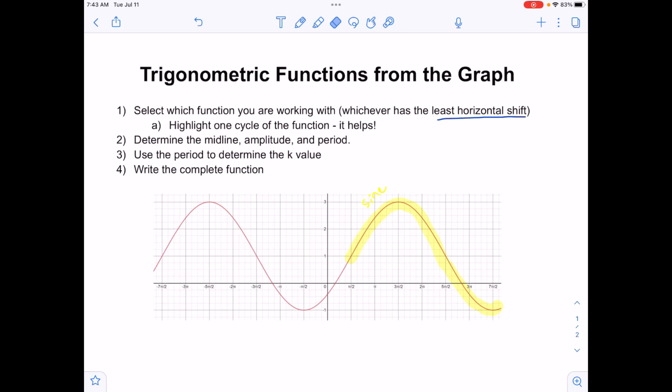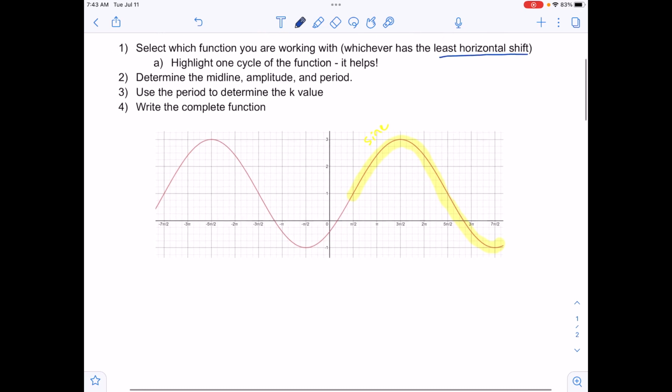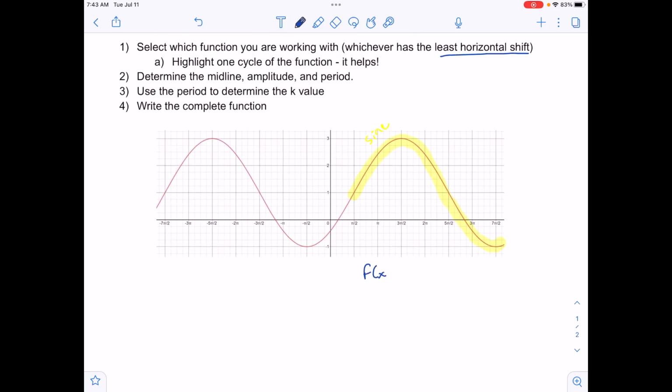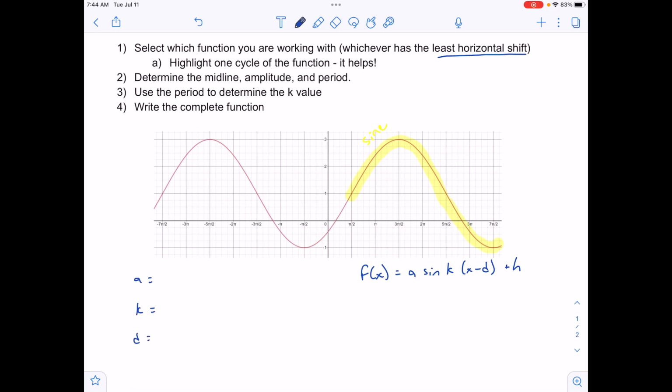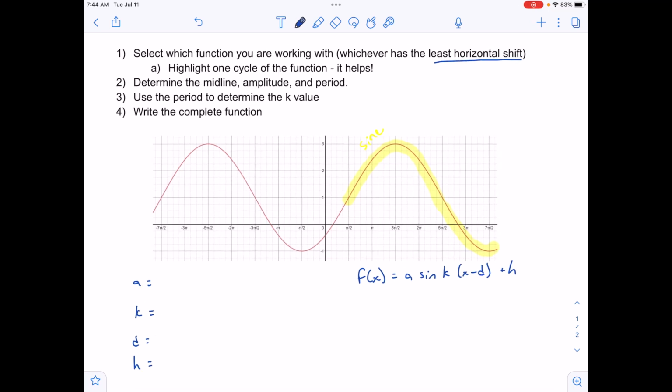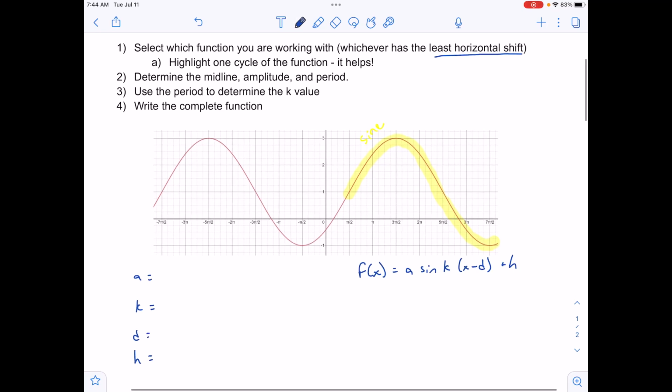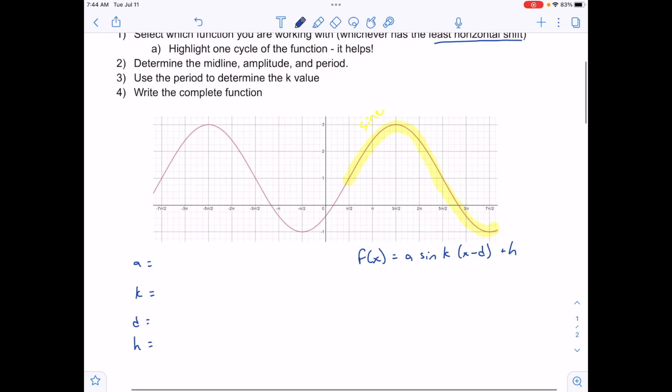Now we need to figure out all of our different pieces of information. Recall that we need to fill in f(x) = a sin(k(x - d)) + h. So I need to figure out my a, my k, my d, and my h values. It doesn't really matter what order you do them in. All that really matters is that you find them. So what I'm just going to make note of here is a couple pieces of information.